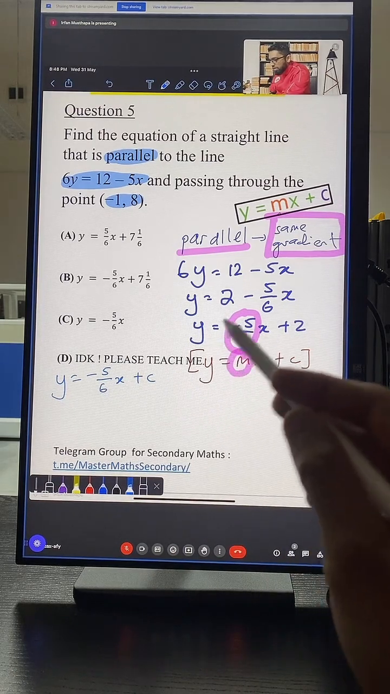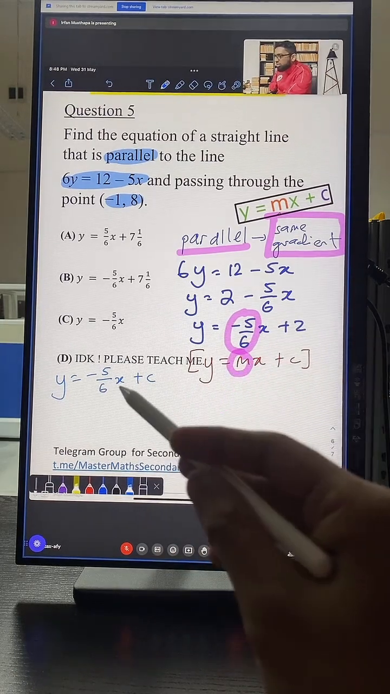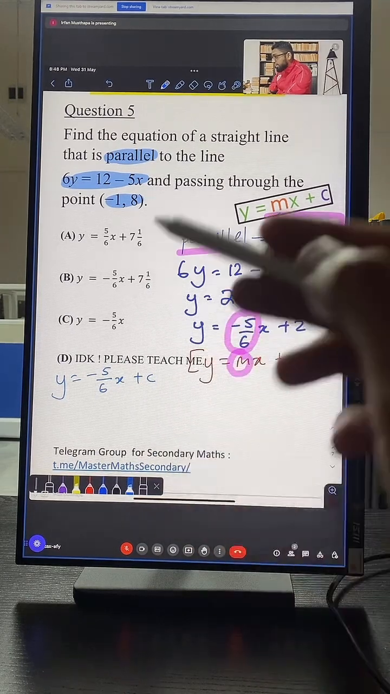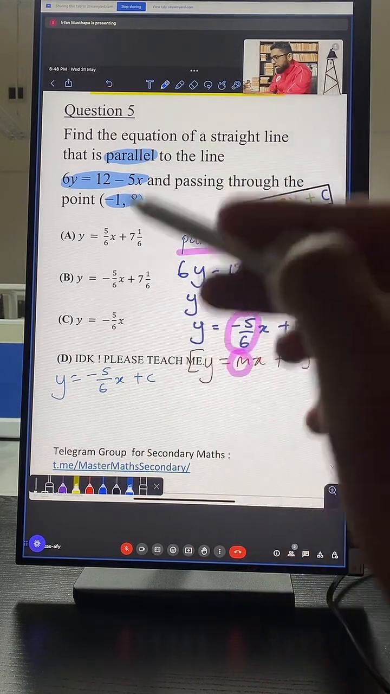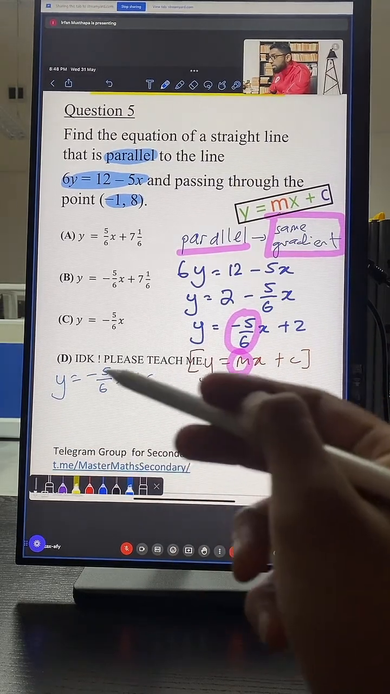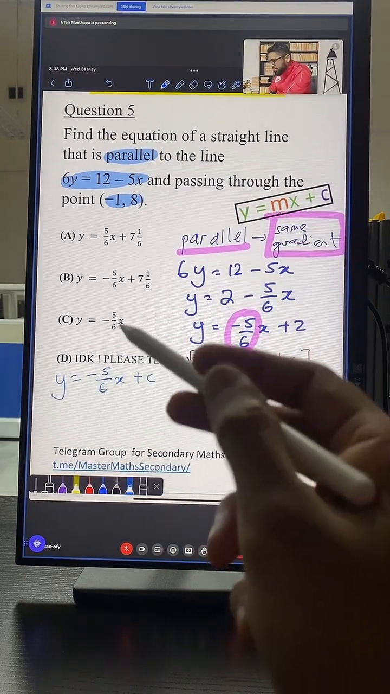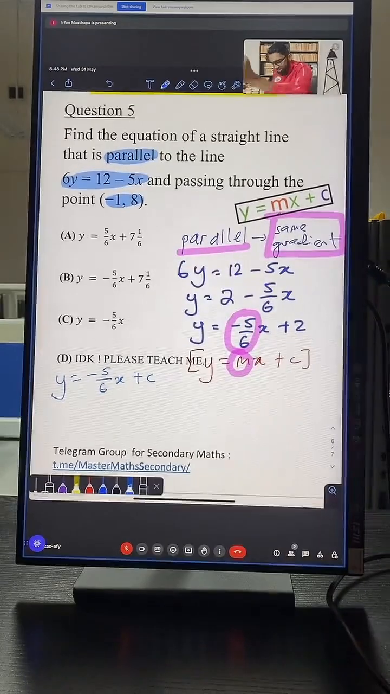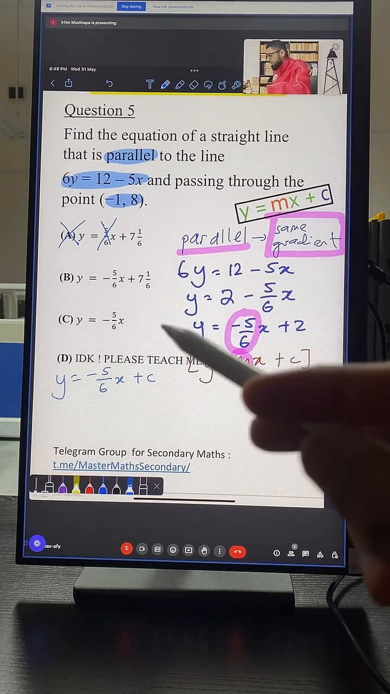Alright, if your gradient is negative 5 over 6, for the line that you're trying to find, the gradient will also be negative 5 over 6. So this is the equation that I'm working with, which means option A is out. Option A doesn't make sense. We cancel this off. Okay, friends? Our only options right now are between B and C.